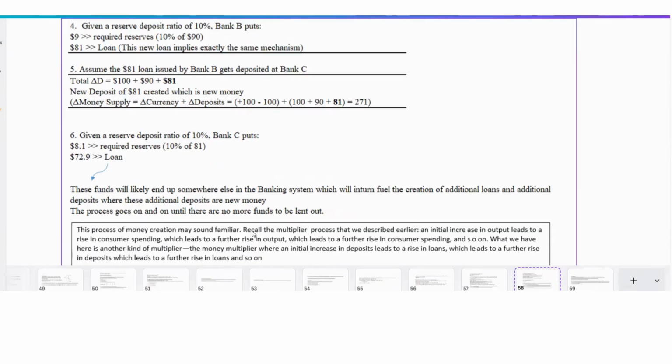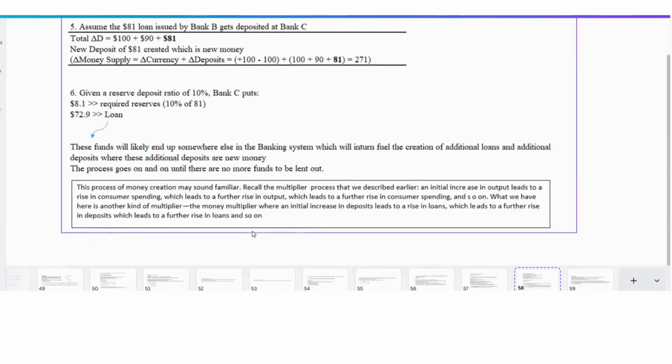And this process is very similar to the process that we looked at when we were looking at the goods market, right? Where an initial increase in output leads to a rise in consumer spending, which leads to a further rise in output, which leads to a further increase in consumer spending, and so on. Here, what we have is another kind of multiplier, which is the money multiplier, where an initial increase in deposits leads to a rise in loans, which leads to a further rise in deposits, which leads to a further rise in loans, and so on, right?